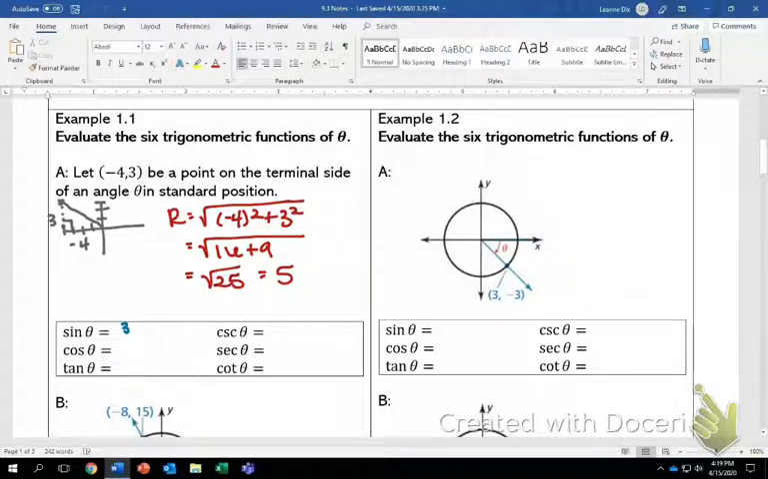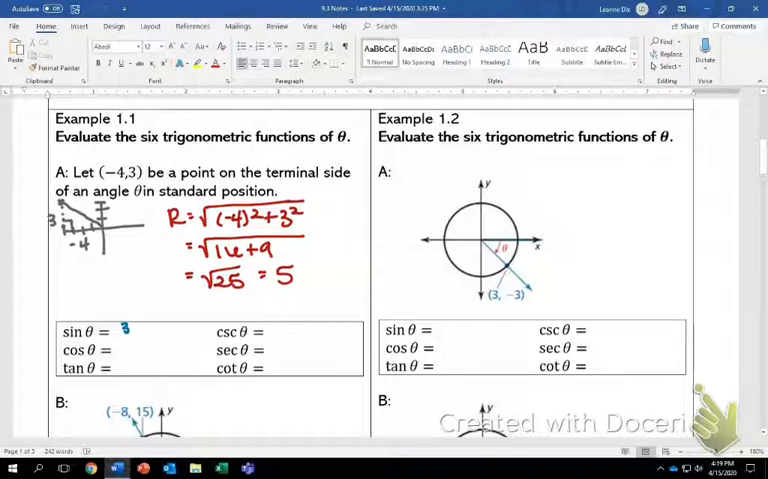Remember, we have our x and our y, our x value being -4, our y value being 3, and then our r value, or radius, being 5. So I'm just using that little piece that I had at the beginning. I'm just using that instead of my opposite over hypotenuse to fill out my trig functions.